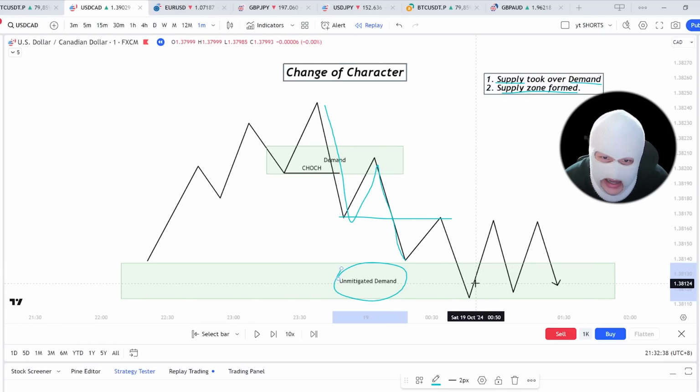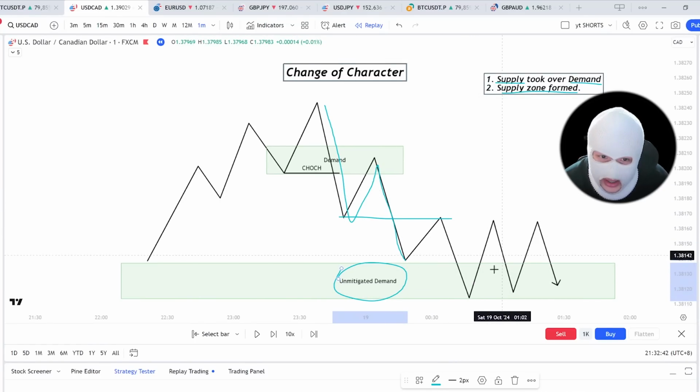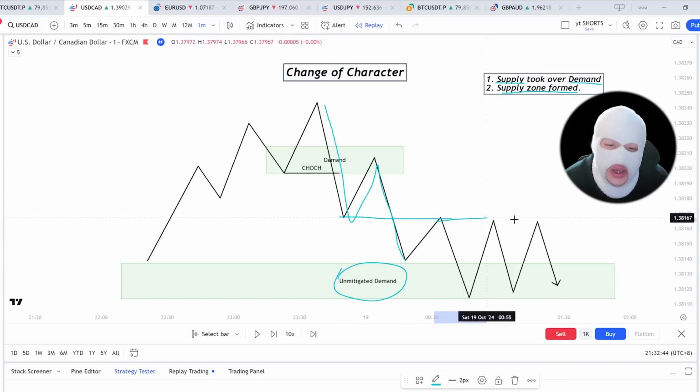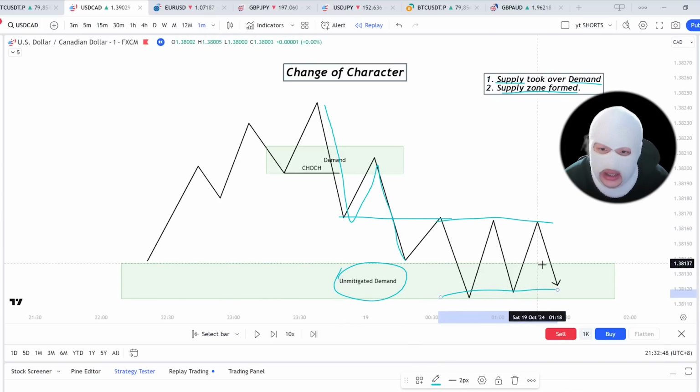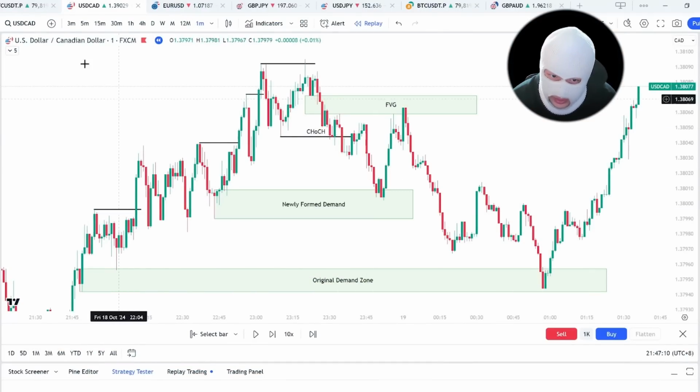At this point, there is a fight between the supply and the demand, where we will often see a period of consolidation and ranging market conditions between these two zones. Whichever zone breaks indicates which side took over the market. Let's take a look at this example here.